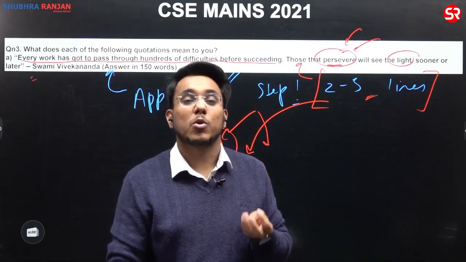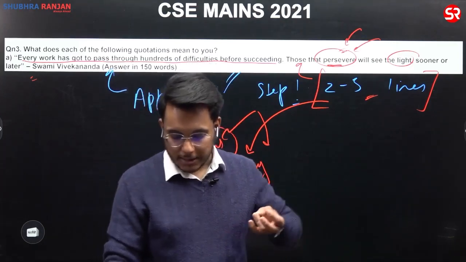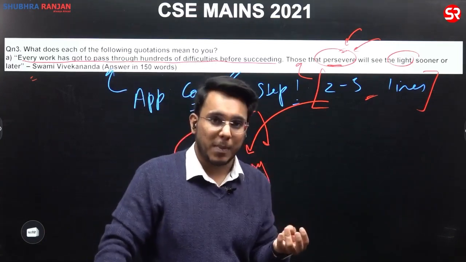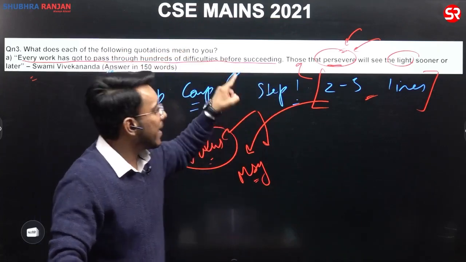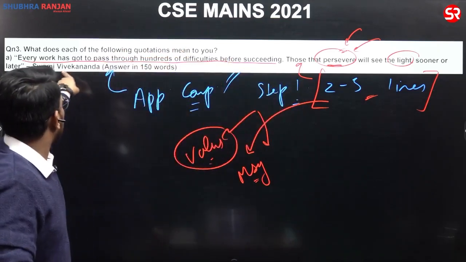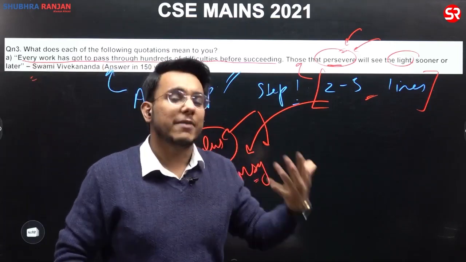This quote is talking about the unflinching conviction. This particular quote is talking about the perseverance and optimism that you have to maintain. Hundreds of difficulties will come, but you have to maintain the optimism. And if that optimism will be there, sooner or later, you will see the light. Is it clear?